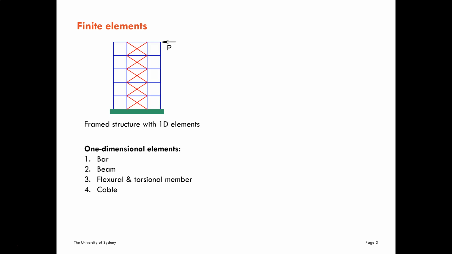The other element is the flexural and torsional member. So you obtain this one by combining the bar with the beam and introducing the torsion. So it's a fully three-dimensional, it's a one-dimensional element with three-dimensional degrees of freedom, 3 rotations and 3 translations. And finally, we have the cable, that is a one-dimensional element where there are no significant bending moments.